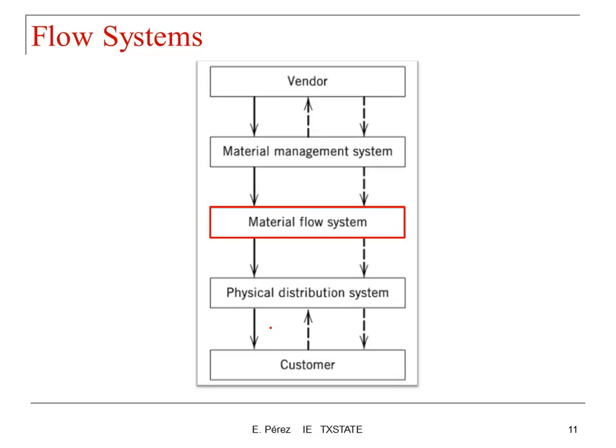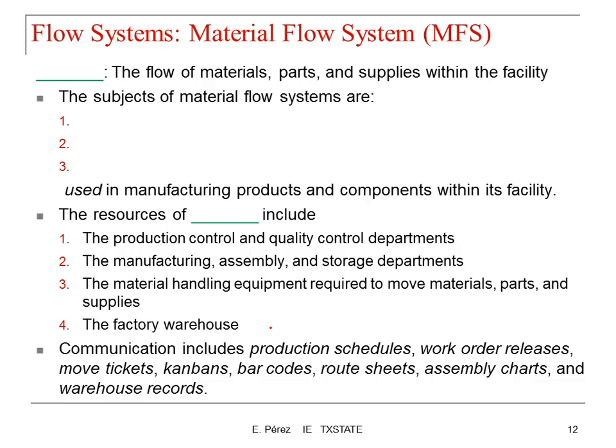Now we transition to the next one, which is the material flow system. It's the flows of materials, parts, and supplies within the facility. So now we are inside the facility. We got the raw materials from the vendors. Now we are inside of the facility.